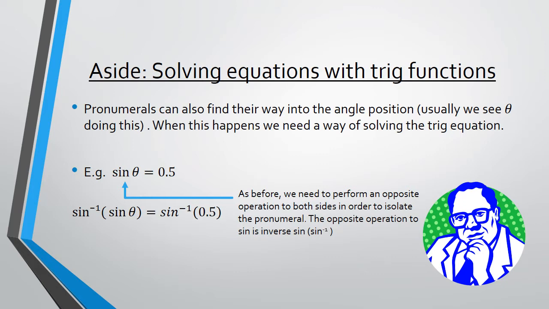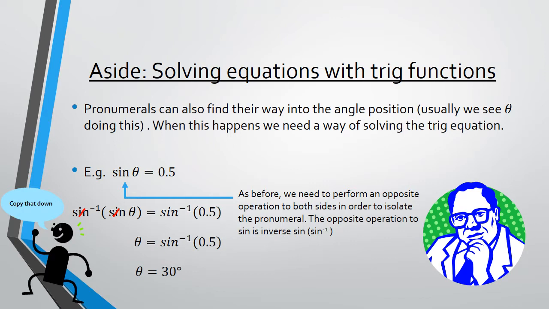Now, the inverse sine and sine are going to cancel each other out, leaving us with an isolated theta. Theta equals inverse sine of 0.5. Now we type that in the calculator and we get our answer of 30. So here, theta equals 30 degrees. Take a moment to copy that down.